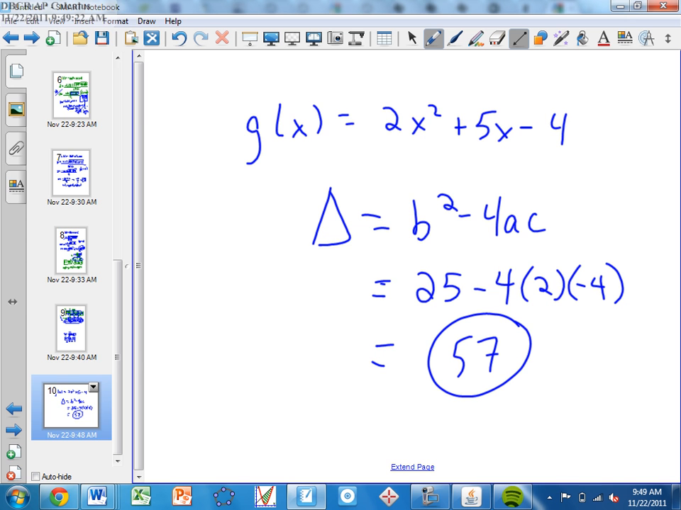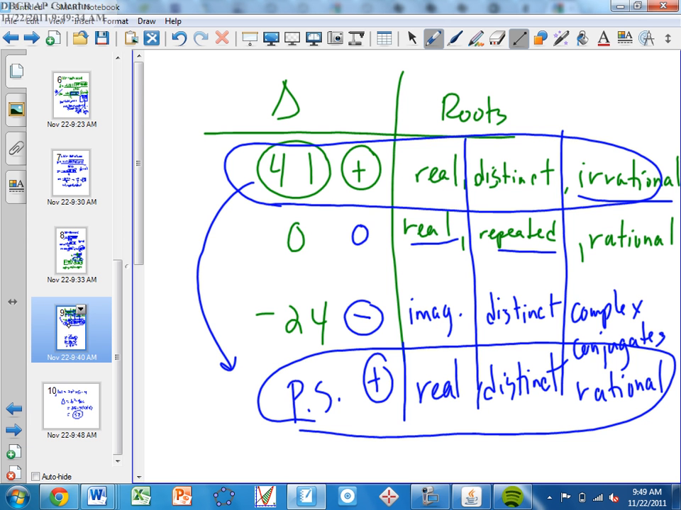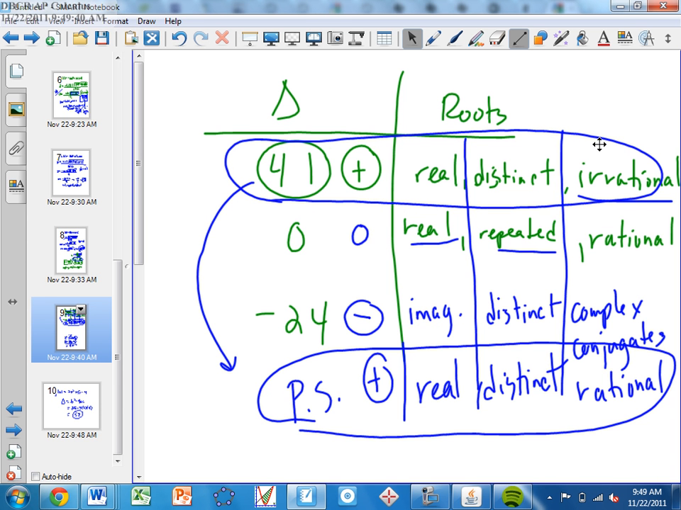The first one. Because it's positive, right? And it's not a perfect square. If it were a perfect square, we'd be in that 4th category. So since it's positive, we go back to our last example and take a look. Well, we are in this top category right here. It is a positive 57. Thus our roots are real, distinct, and irrational.